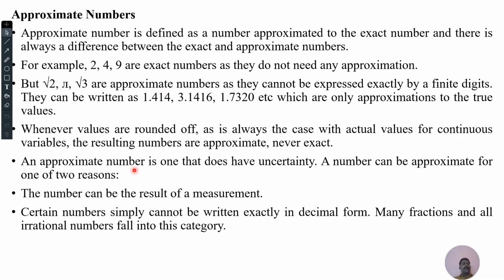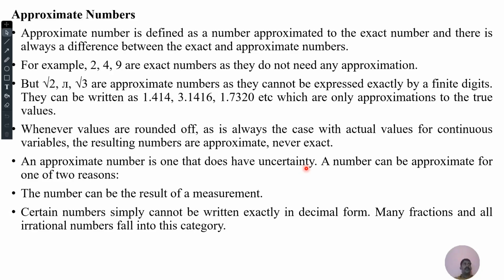Okay, approximate numbers. Whenever a value is rounded off, the actual value is a continuous variable. An approximate number can arise for two reasons. The first reason is that it can be the result of measurement. Approximate numbers are measured from a continuous variable, like square root of 3, square root of 4, square root of 5. For example, a bus passes from here to there, it will take 5 minutes, 10 hours 5 minutes, 12 hours 16 minutes. So here we can't measure the exact number.